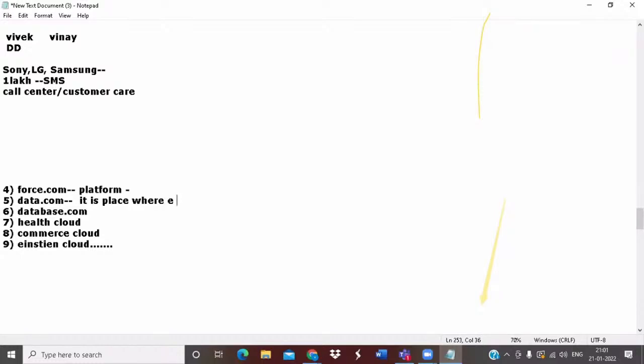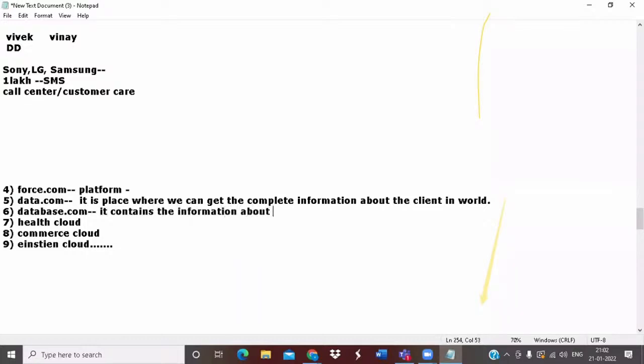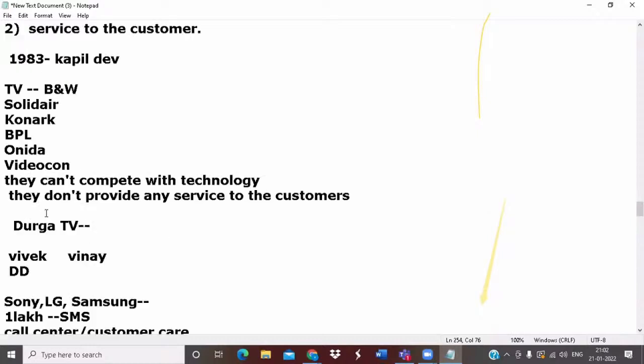Next, Data.com. Data.com is a place where we can get complete information about the clients in the world. In the entire world, whoever the clients are, all the clients' information we can get in Data.com. Database.com contains information about the Salesforce company. That is all about Database.com.